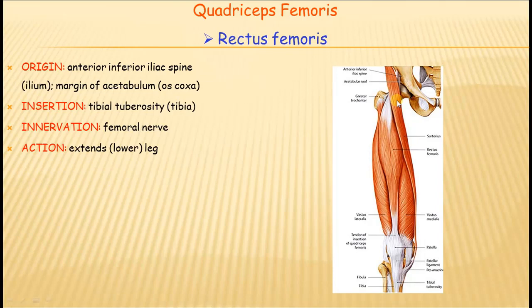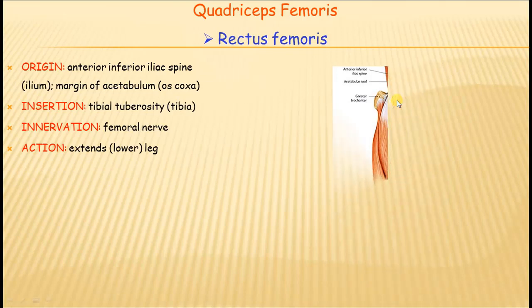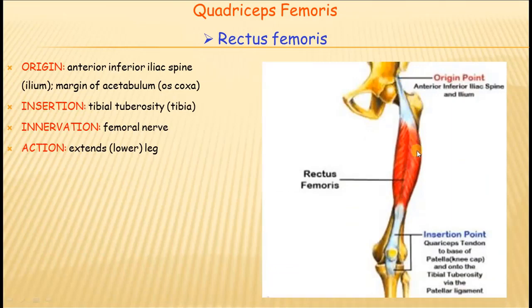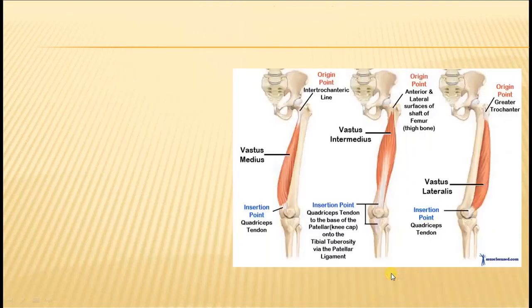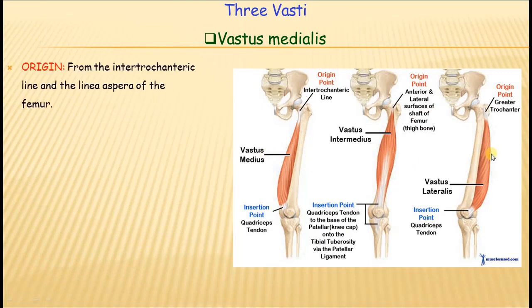So we go to the next muscle. That is the rectus femoris for you, somewhat aponeurotic. Then this part is bipinnate, and finally it gets into the base and continues as the ligamentum patellae. The three vasti muscles you are able to see here: vastus medialis, vastus intermedius, and vastus lateralis.